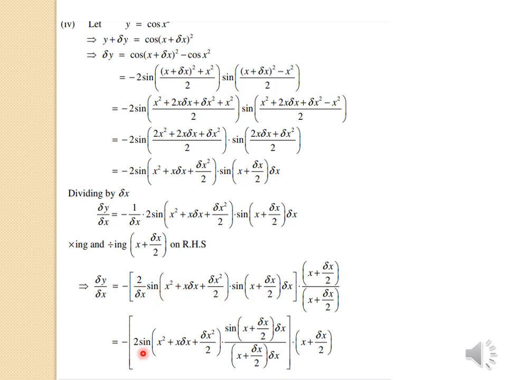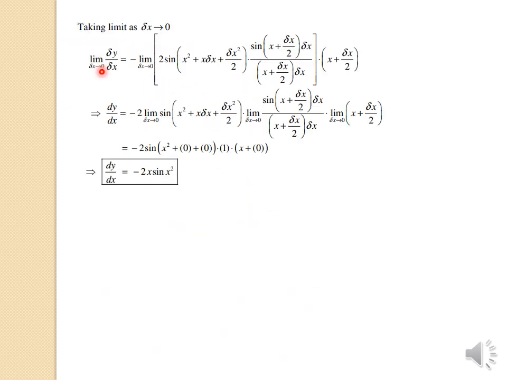So in the next step 2 of sine of (x square plus x delta x plus delta x square upon 2) remain the same, and we multiply and divide by this term with this term. So student, we need (x plus delta x) upon 2 in the denominator, so we write it here, and the term which is in the numerator remains as it is. Now student, in the next step we take the limit as delta x approaches 0. We apply the limit on the left hand side and right hand side as well.